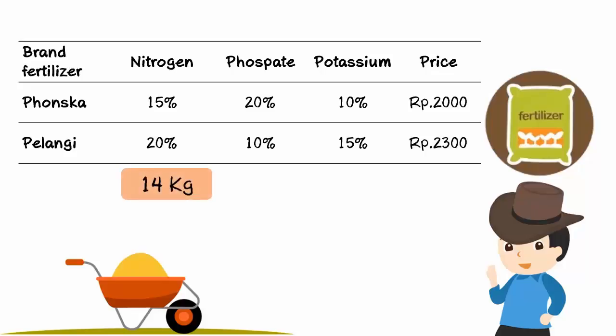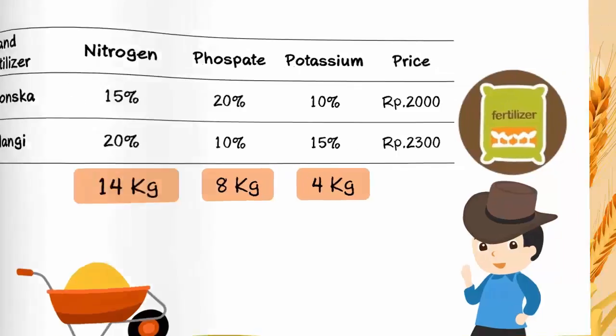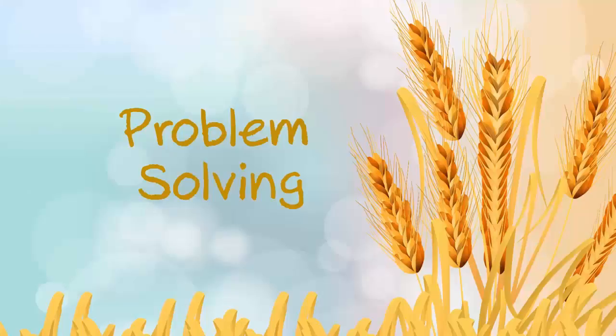The farmer needs at least 14 kilograms of nitrogen, 8 kilograms of phosphate, and 4 kilograms of potassium for his field. This is the minimum amount of nitrogen, phosphate, and potassium he needs.